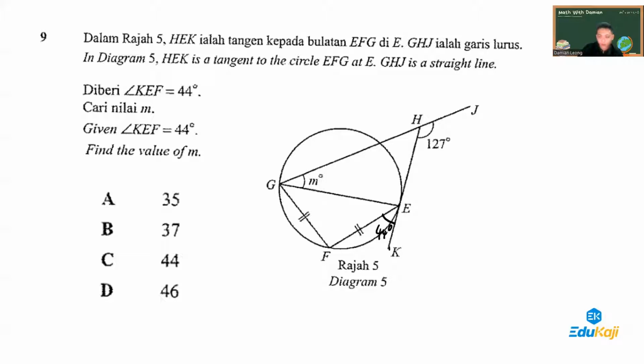Knowing that it is 44 degrees, I can use angle in the alternate segment. The angle formed by tangent and chord is the same as the angle opposite of the chord within the triangle formed by the chord. Means here, here will also be 44 degrees.